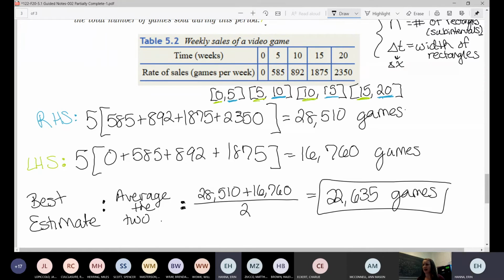Now, if I don't specify, if for some reason it doesn't say right hand, left hand, or best estimate, it just says estimate, then you get to choose, because if I don't specify, that's my fault. So if it doesn't specify, you get to choose. But usually, if I have written the question, it will specify what I want you to find.